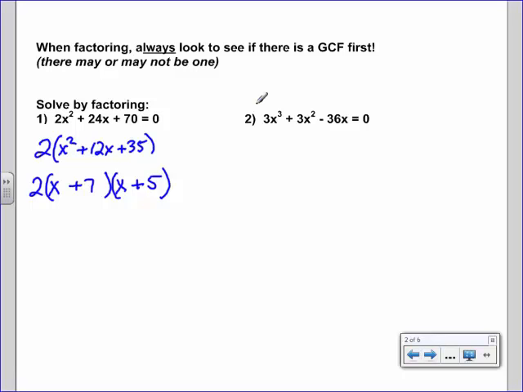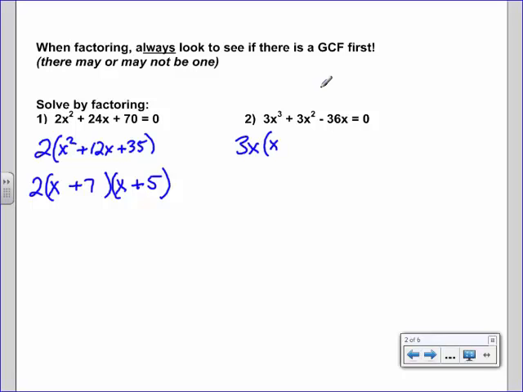Okay, if we look at number 2, and again, you should always look at both the numbers and the variables. It looks like we have a 3 that is common to the terms, and the common x term, the least power is x. So it looks like we can pull out a 3x as a common term in this one.